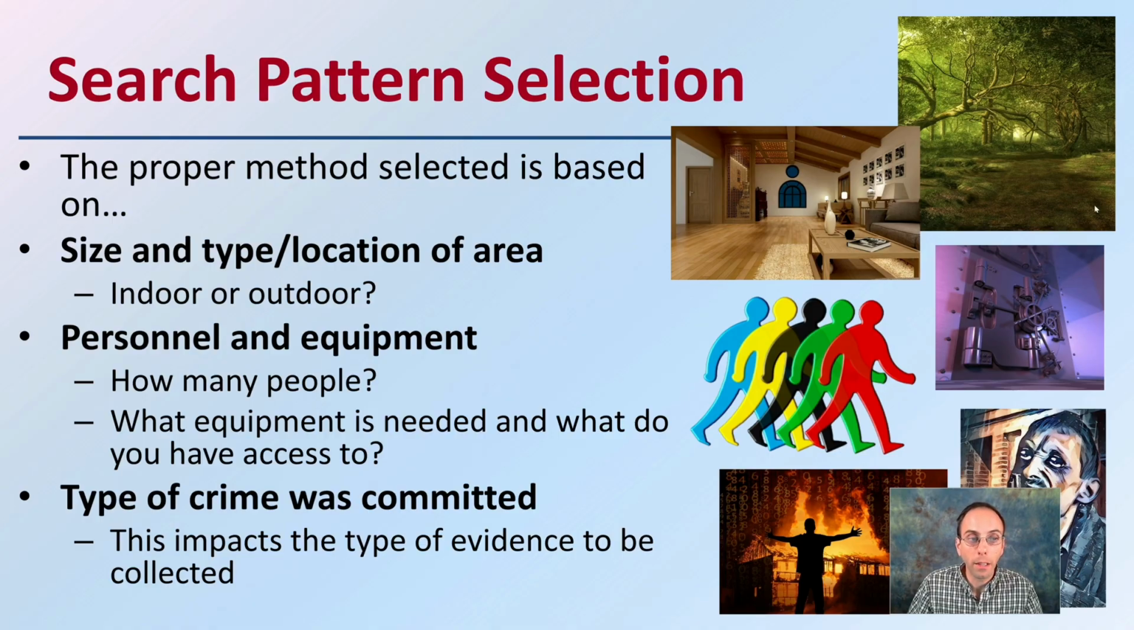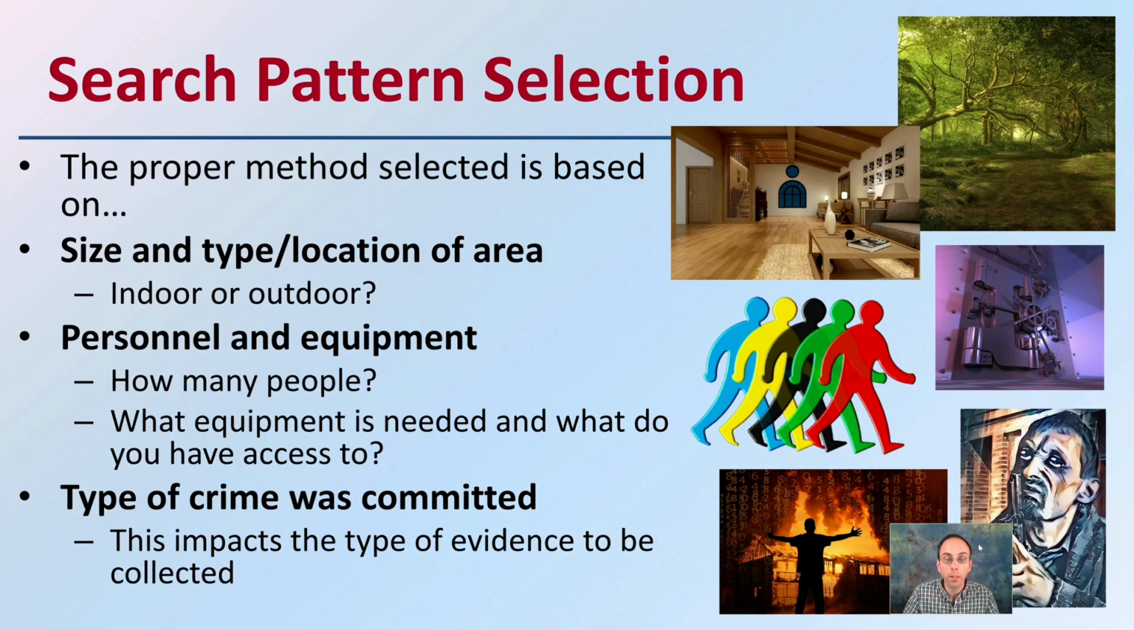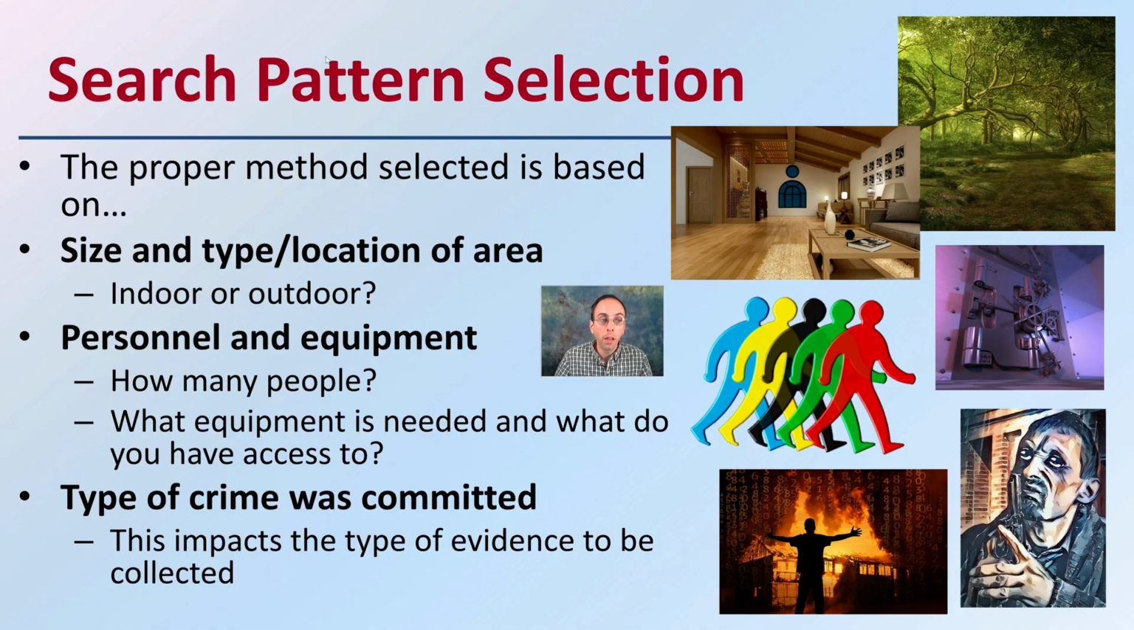Those search pattern selections, as I said, are the general overview, but how we actually go about selecting or determining which one we're going to use is important. That can come down to the size, type, and location of the area. Is it an indoor location or an outdoor location? How big is it if it's indoor compared to outdoor? There are a lot of trees in the outdoors, an open park, things to consider.